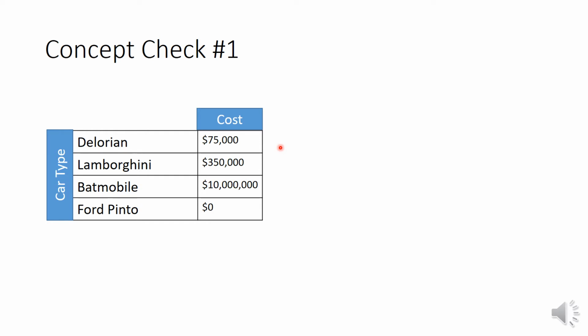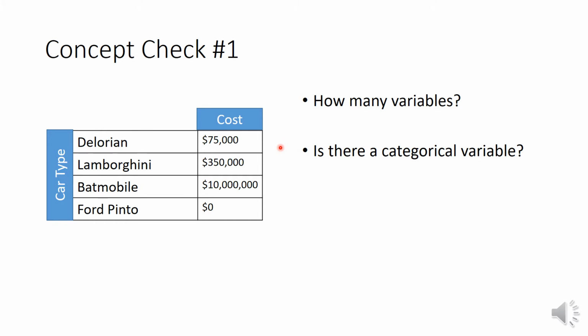So on your note sheet, if you could, tell me how many variables we have here. Is there a categorical variable? And if so, which variable is a categorical variable? And is there a quantitative variable? And if so, which one is a quantitative variable? So go ahead and answer these questions. Pause while you're doing that so you can think about it. And then once you've answered them, then unpause and we'll discuss.